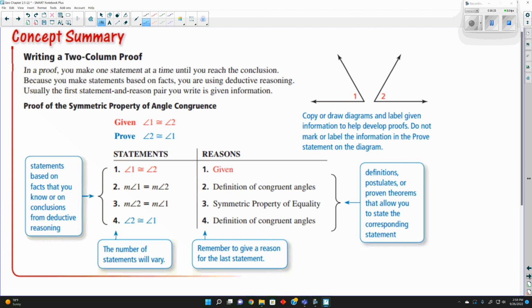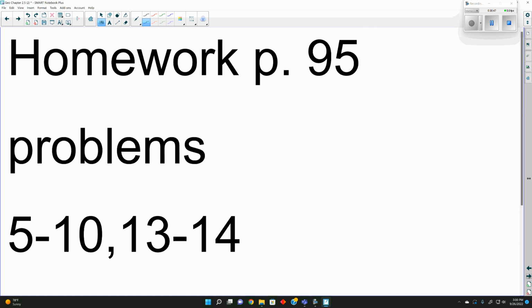And this here is kind of just what we've been doing, a two-column proof. Because we have our statements that we're doing. Now the number will vary, but the last statement is always what we're wanting to prove. We have our reasons, our given definitions, postulates, or proven theorems, and we list it out here. And that's it.